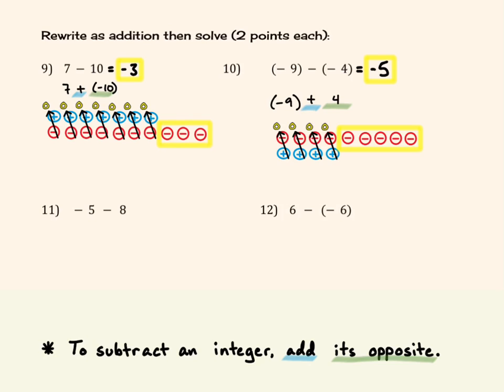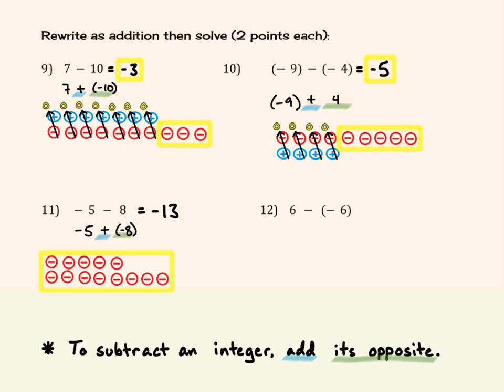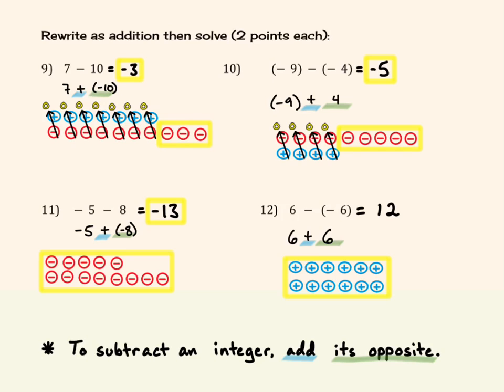Number 11 changes to -5 plus -8. Now this is a party. I have 5 negatives and 8 negatives. Put those together, I get -13. And my last one, number 12, is 6 plus, instead of -6, it's +6. So it becomes 6 positives and 6 positive signs, and I end up with +12.